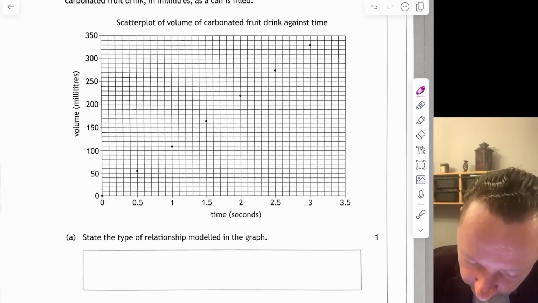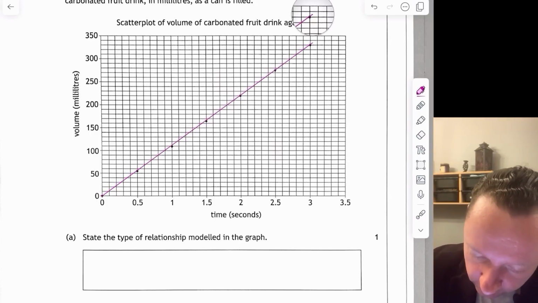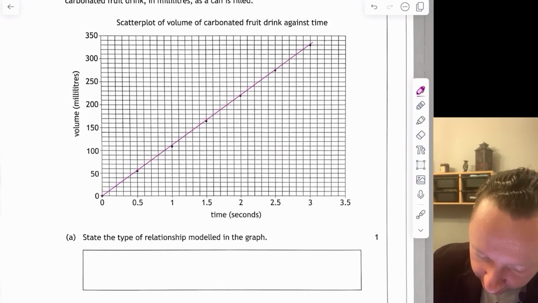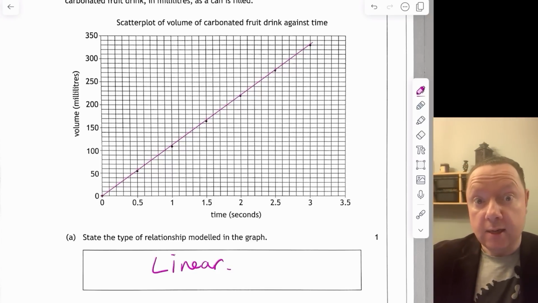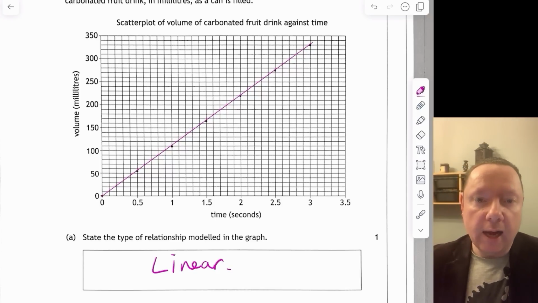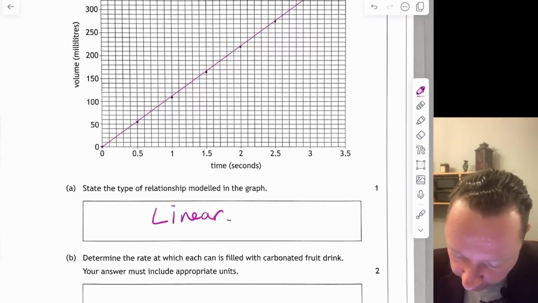Well, it might be hard to see this, but there's just a bunch of dots going in a line. There we are, I'll just draw it in for you. And therefore, that is a linear model. You get three main types of models at higher apps: linear, quadratic, and, well, exponential. And linear is a straight line. So we're done there.